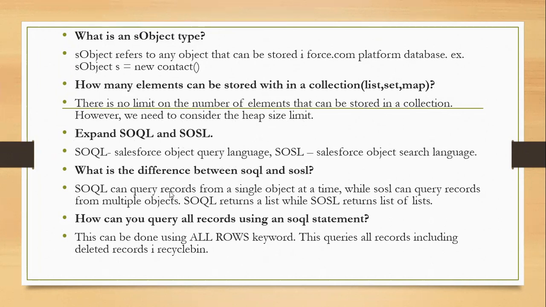SOQL can query records from a single object at a time with a WHERE clause. SOSL can query records from multiple objects and returns a list of lists of fields. How can this be done using the ALL ROWS keyword? This queries all the records, including the deleted records, in the same query.